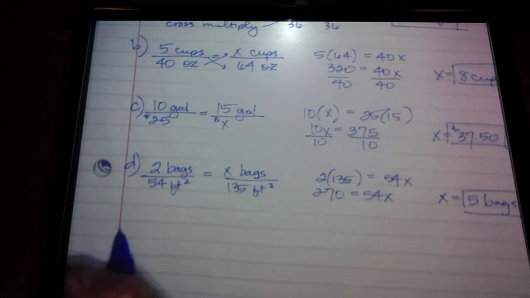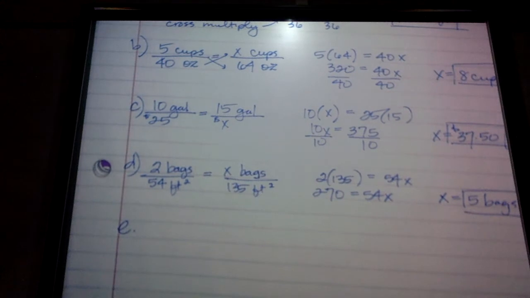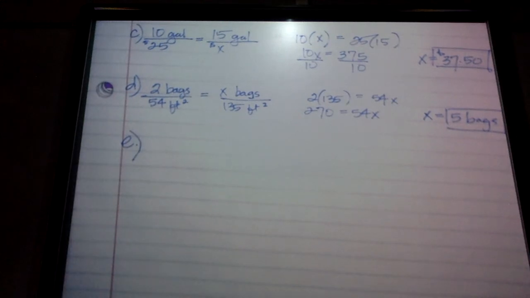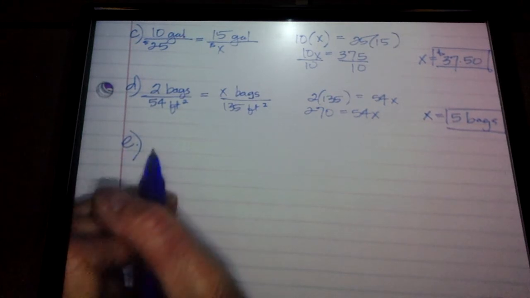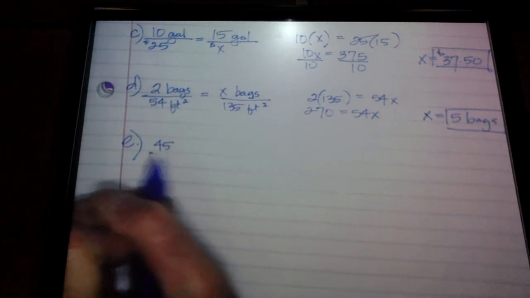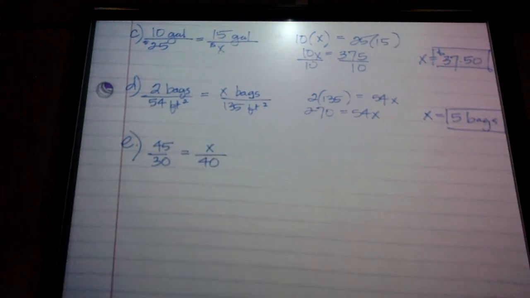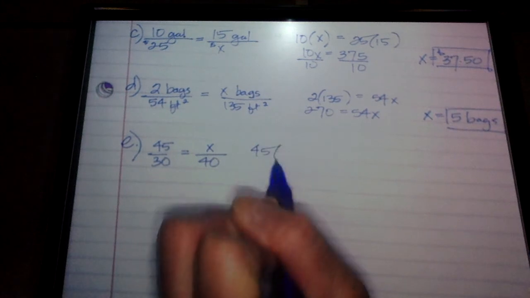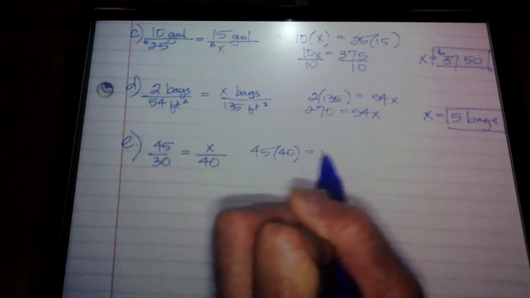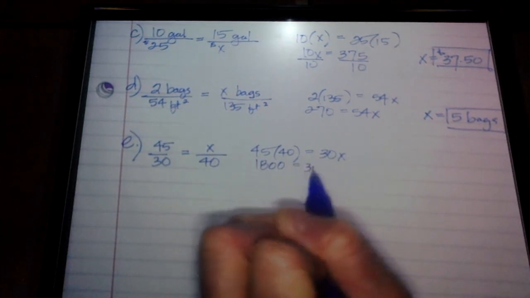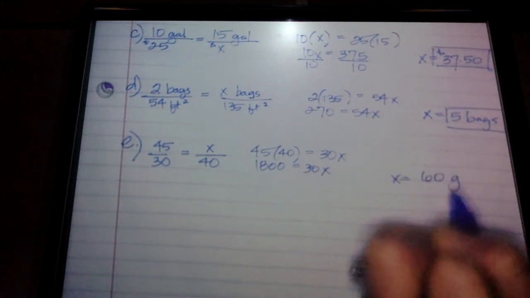All right, E. They've given me a table. And because it's a table and they gave me 3 pieces, notice they have 2 volumes and 2 lengths. And so we can use either one. I'm just going to use the one closest to the volume we're looking for. So I'm going to set it up 45 gallons is to 30 feet, as x gallons is to 40 feet, and then I would cross multiply. So notice it's the same pattern each time. 45 times 40 equals 30 times x, and that gave me 1800 equals 30x. So x equals 60 gallons.